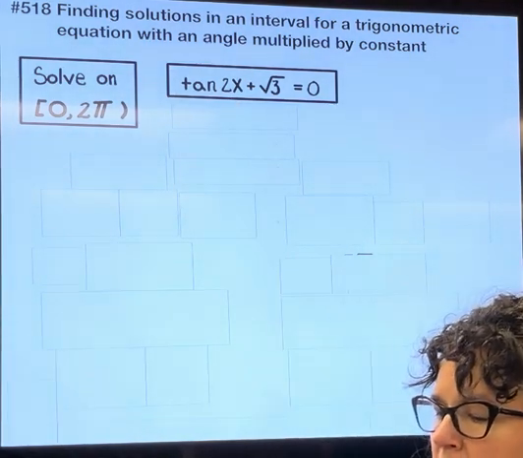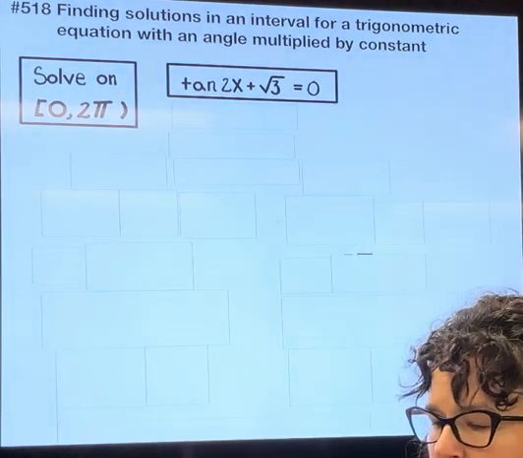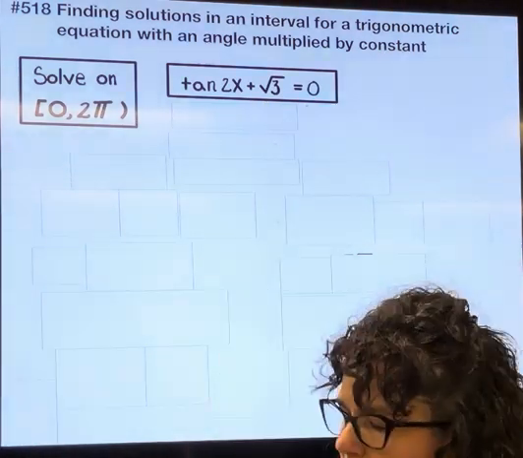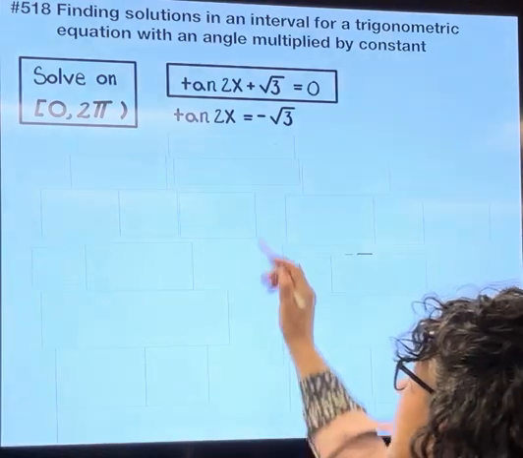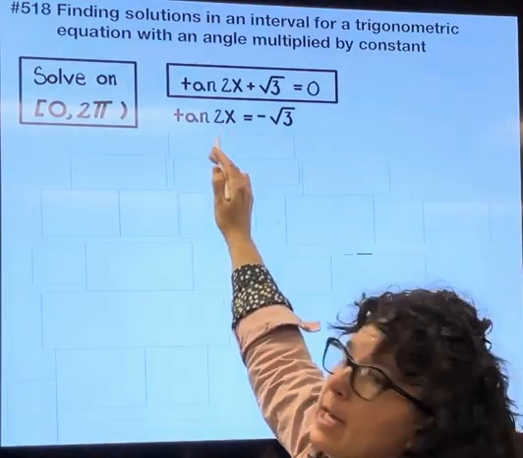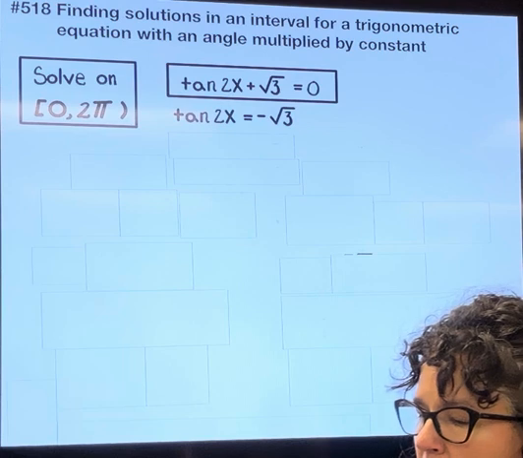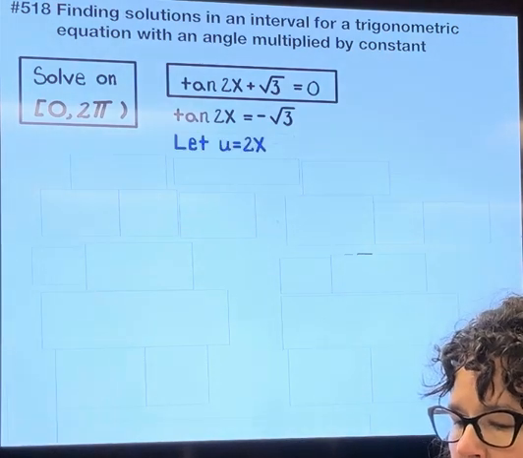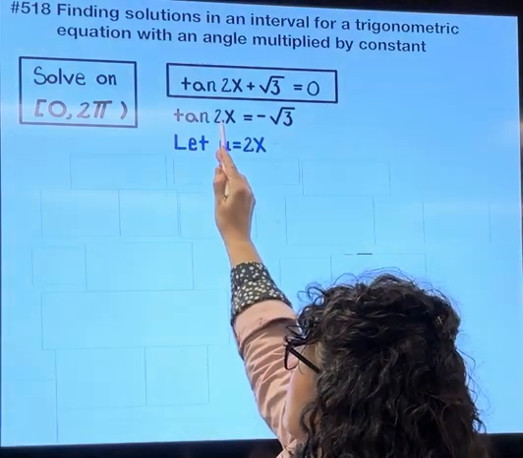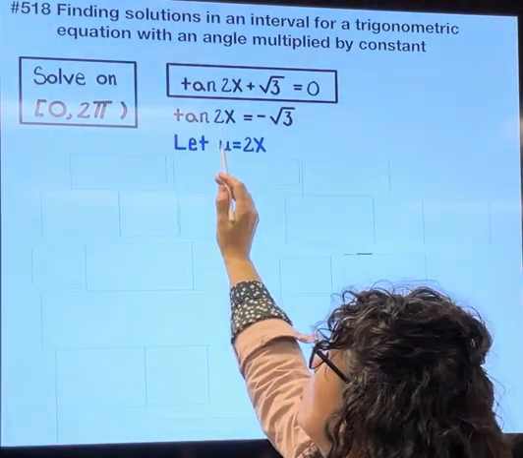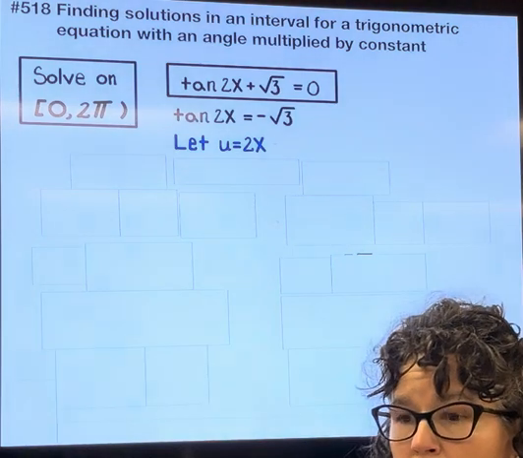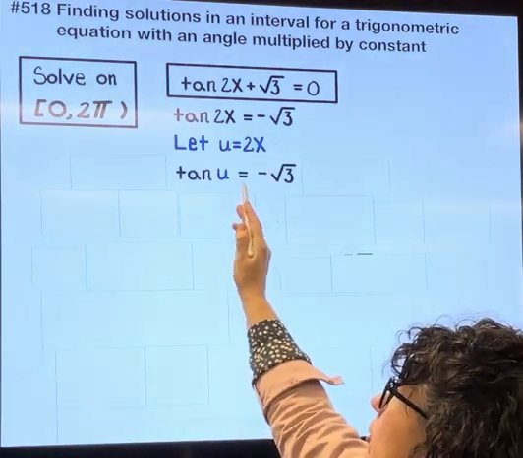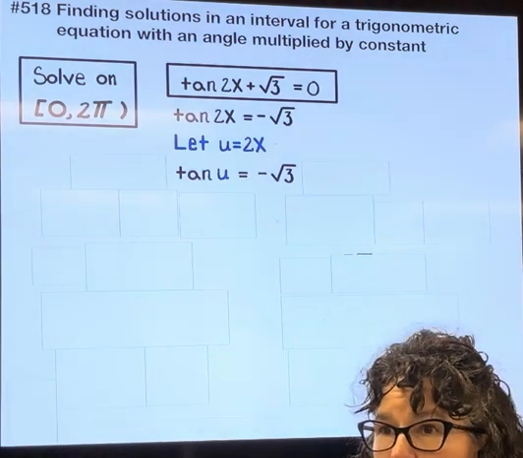Okay, so I am still going to get the trig function by itself as my first step. So I would want to subtract over the square root of 3. But because I don't have plain x or plain theta, I'm going to call out the ugly. That angle is ugly. So u is equal to 2x. And now I can rewrite my equation, and it now says tan u equals negative root 3.